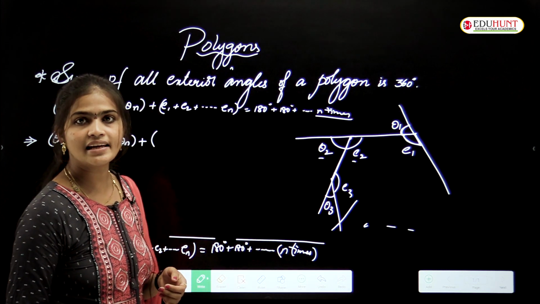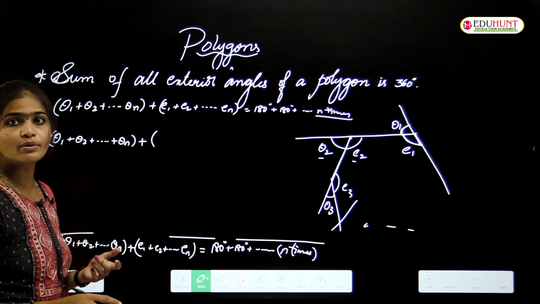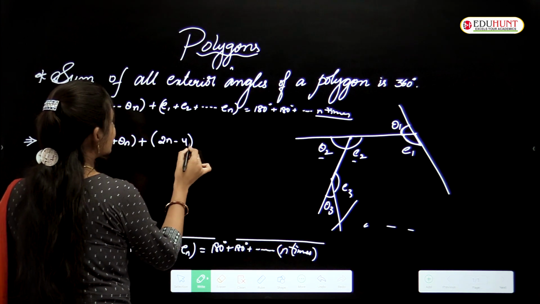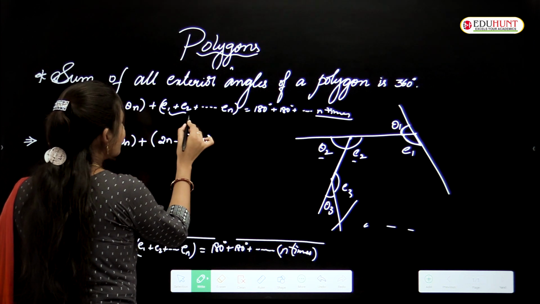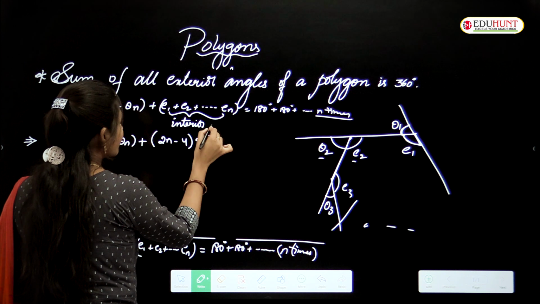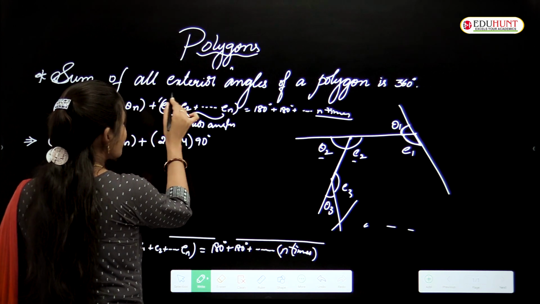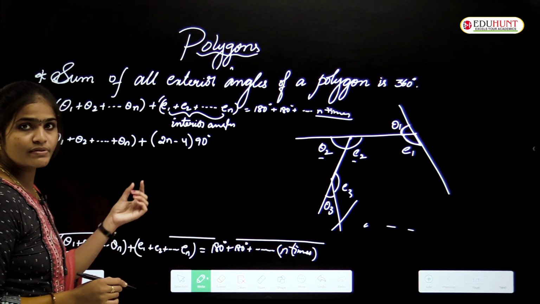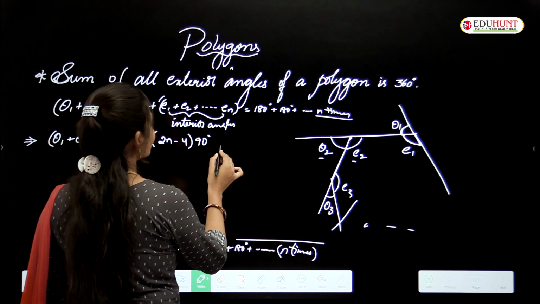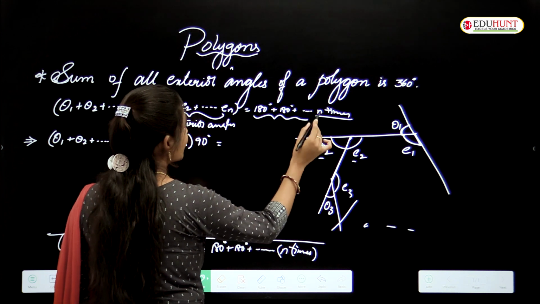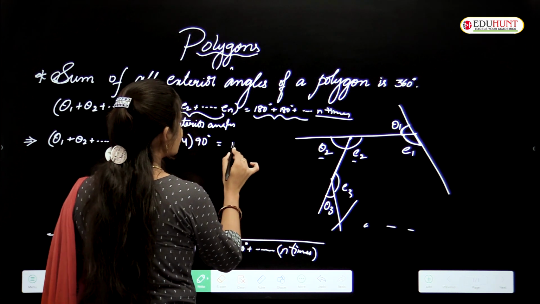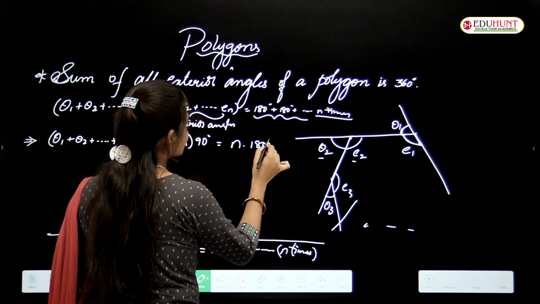So the sum of all interior angles, what is that formula? That is (2n minus 4) into 90 degrees. Why? Because these all are interior angles. Okay, and we can see here the sum of all these interior angles. That's why we substituted the formula as (2n minus 4) into 90, which is equal to 180 plus 180 plus 180 plus and so on up to n times. So we can write this as n into 180 degrees.